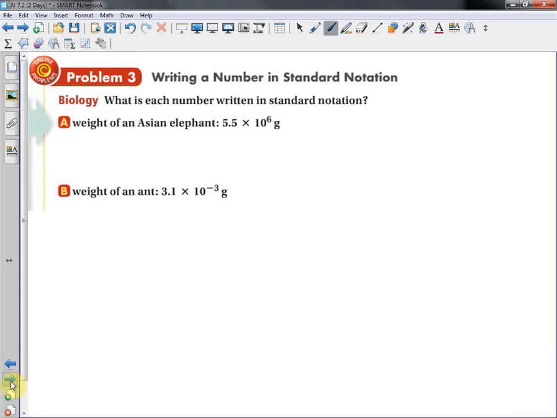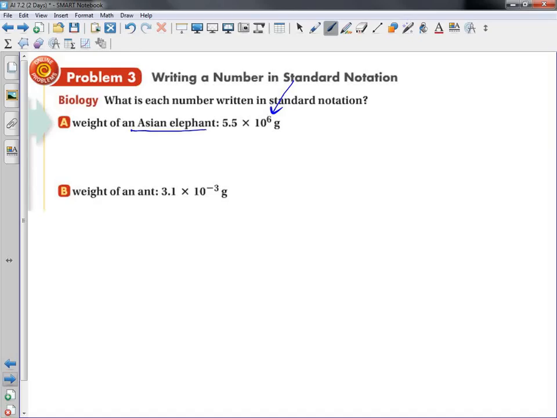One, we have a positive exponent. That tells me it's going to be a large number. And I'm confirmed in my beliefs because we're talking about an Asian elephant. An Asian elephant is a large animal. So what I want to do is take the information they give us here and translate it. So again, positive exponent tells me it's going to be a large number. The 6 tells me how many places I'm going to move my decimal.